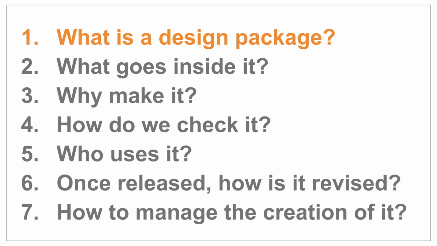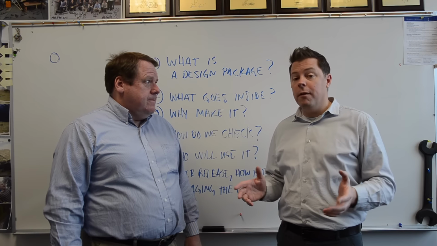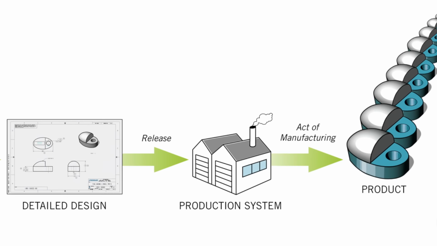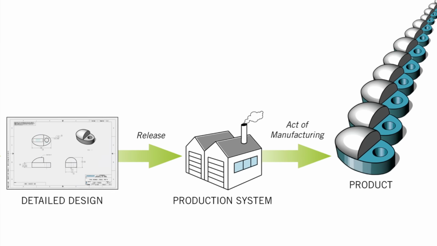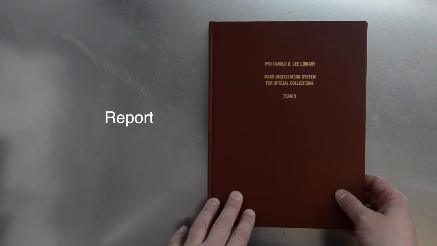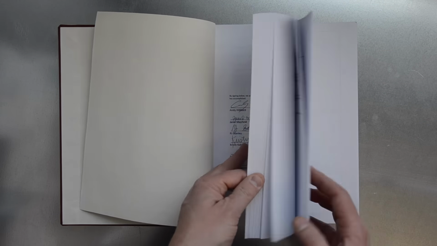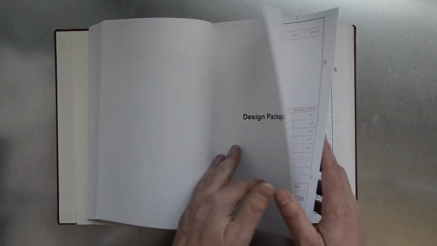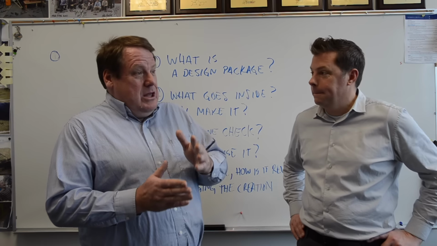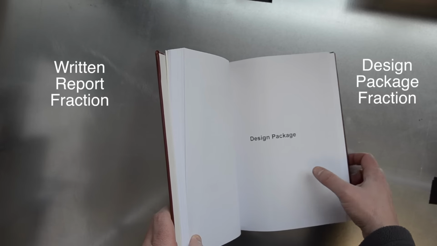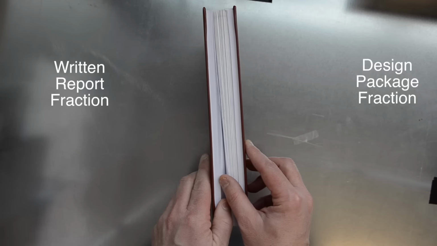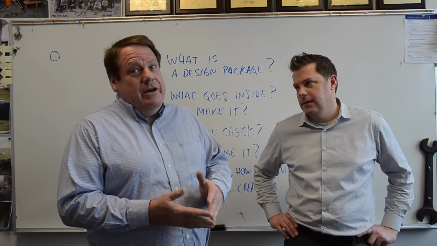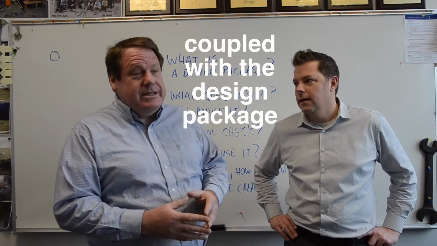First, what is a design package? The design package is the information used by the production system to manufacture the product and assess its quality. What's the relationship in your mind between the design package and the report? That's a great question. The design package is in the report. Probably the design package constitutes the largest fraction of the volume of the report, but mostly your final report is a description of your project and how good the final design is, coupled with the design package.